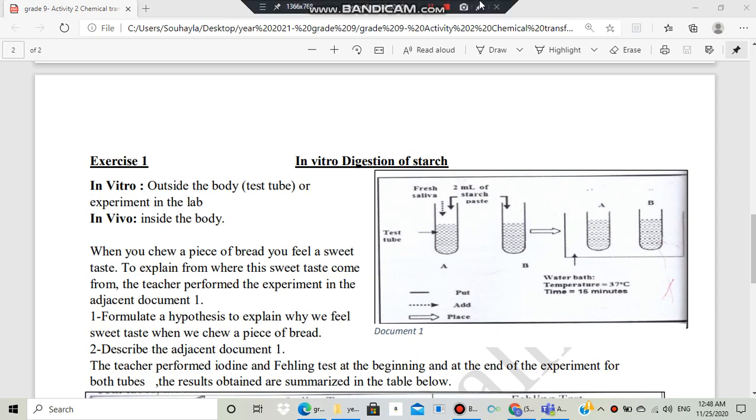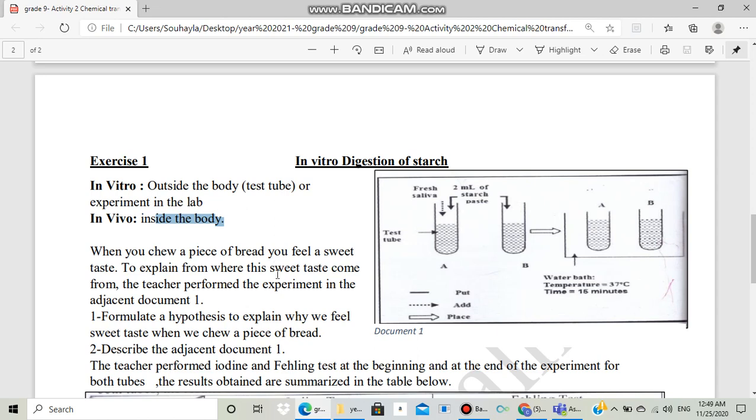In vitro digestion of the starch. In vitro means the digestion of starch takes place in the lab, outside the human body, in a test tube or in the lab. In vivo means inside the body. When you chew a piece of bread, you will feel a sweet taste.